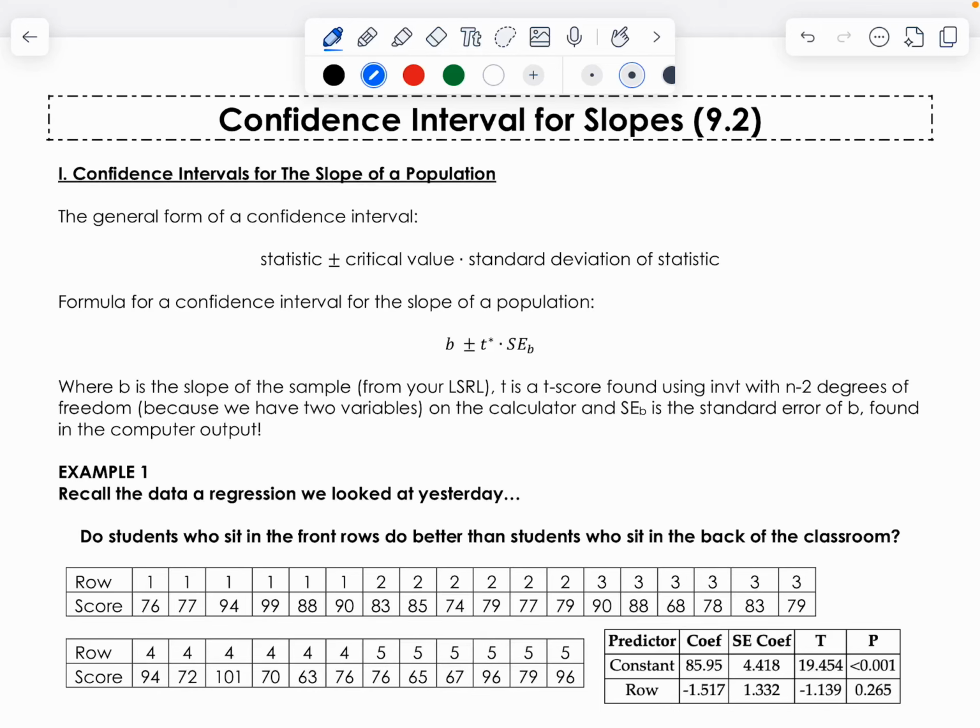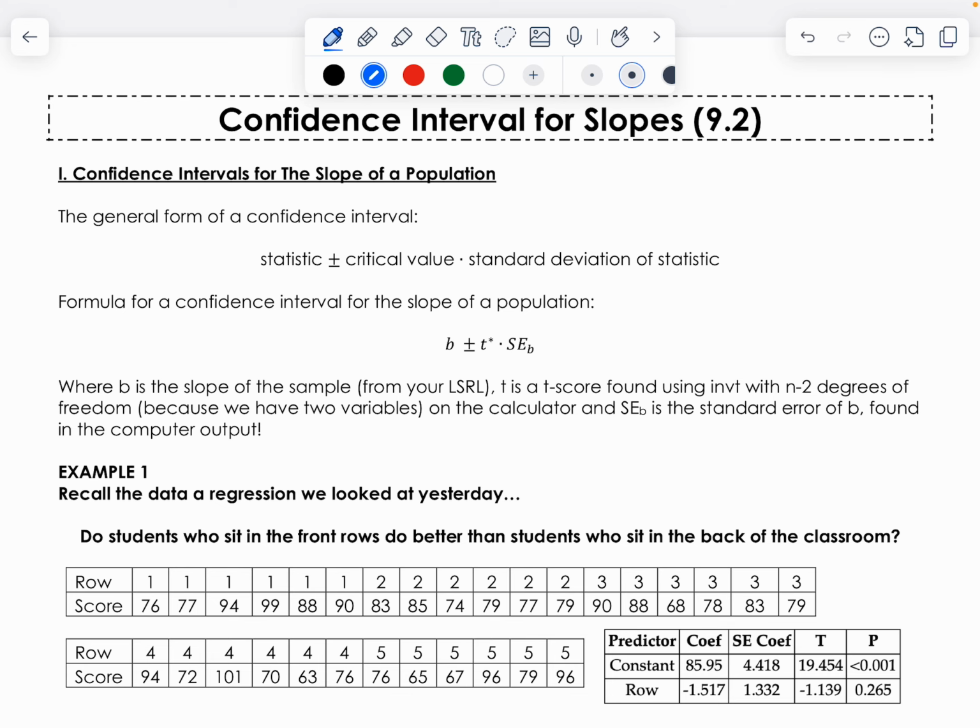Okay, so now we are moving on to section 9.2, which, as I previewed yesterday, is all about confidence intervals for slopes. So remember, we are attempting to estimate the population slope for a linear regression. And remember, the general form for a confidence interval that's given to you on your formula sheet is the statistic, so the sample of your population slope in this case, your b-value, plus or minus a critical value. In this case, that's a t-score, like it was with means. We're using t-intervals here, times the standard deviation of the statistic.